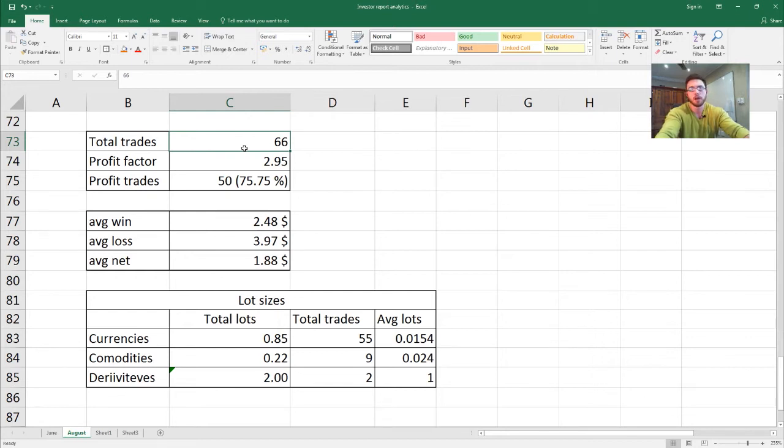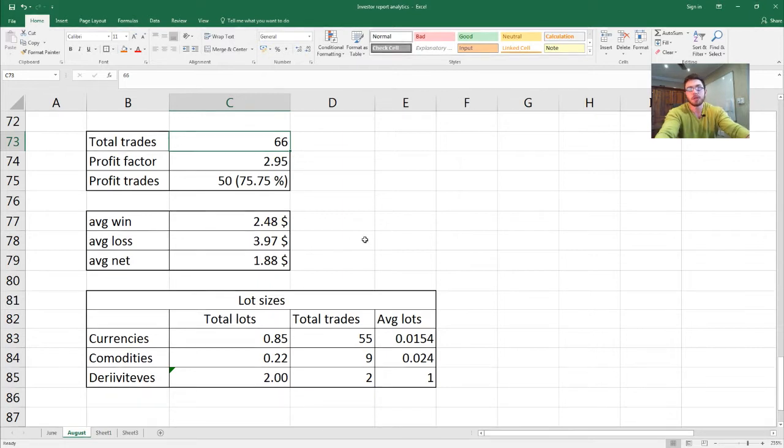A lot of them are on similar positions, which means I might have only looked at 9 to 20 different instruments across the month of August, which is not that bad. In terms of my average win, these are the metrics that I wasn't very happy with. I was looking at $2.48 per win, which I think is a bit low, and on my average loss, I was looking at $3.97.